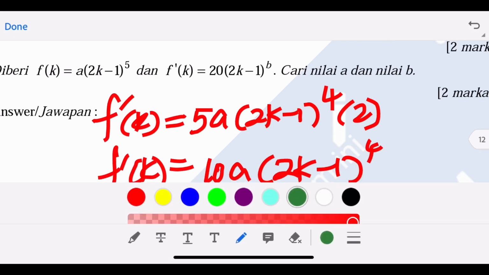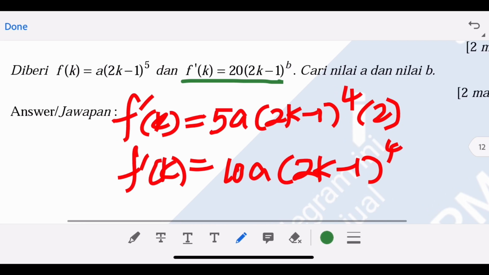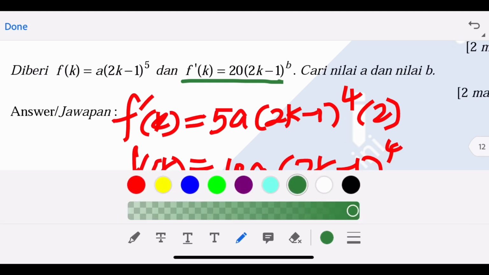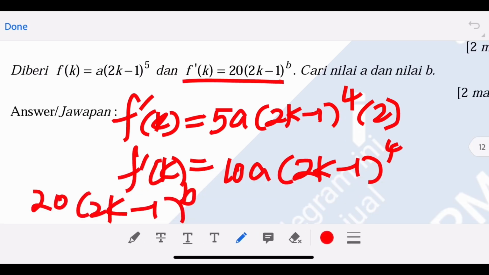So after you differentiate, you have 10a bracket 2k minus 1 to the power 4, and then you equate to the one that I underline in green color. Okay, you equate them and then you do comparison. So then you can solve your a. Your 10a should be equivalent to the answer given 20, right?